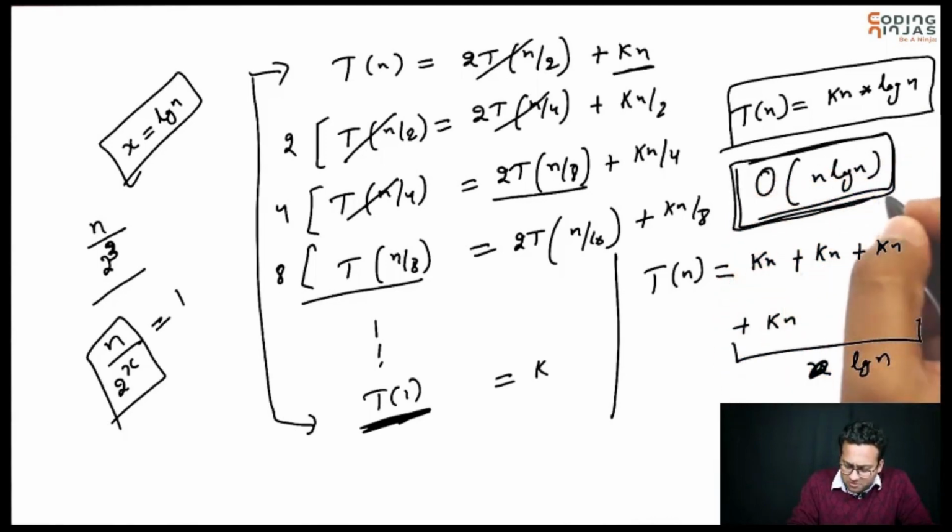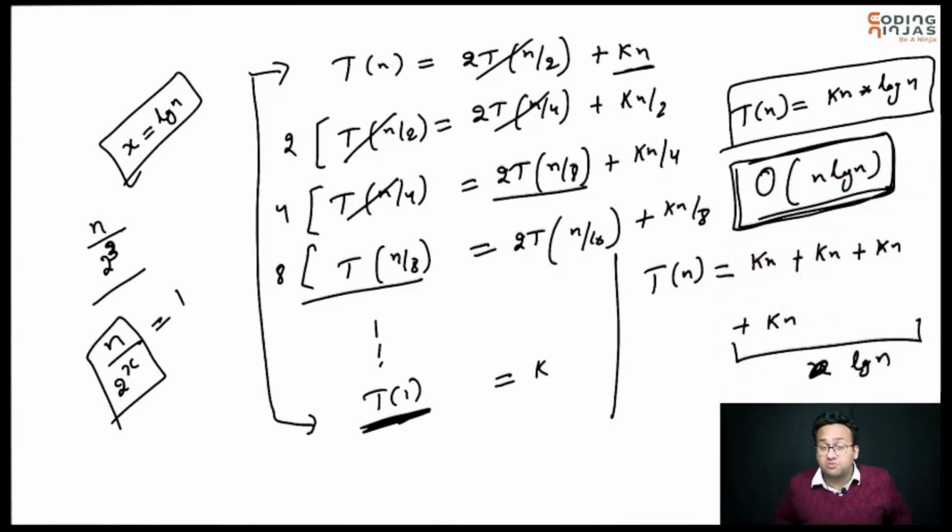Much better than selection sort, bubble sort and insertion sort, which are all n square algorithms. N log n is much faster than n squared, right? It's much faster than n squared. Okay, so that's how you find the time complexity of merge sort.